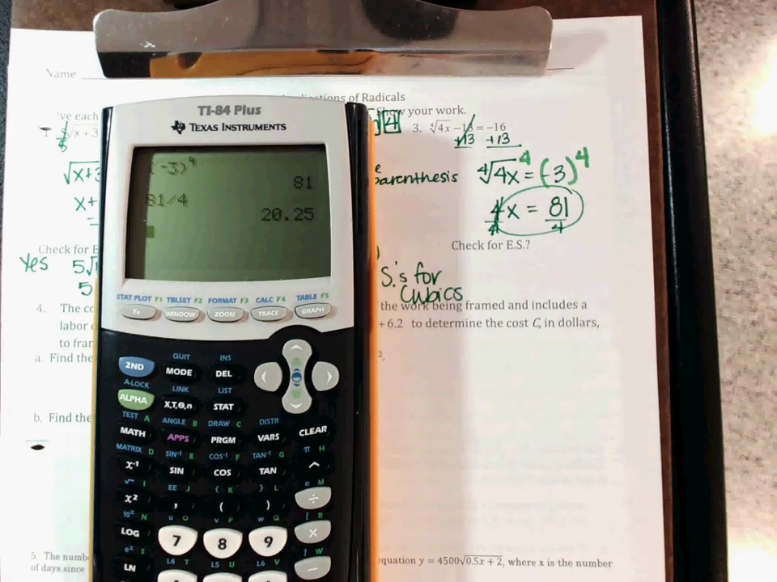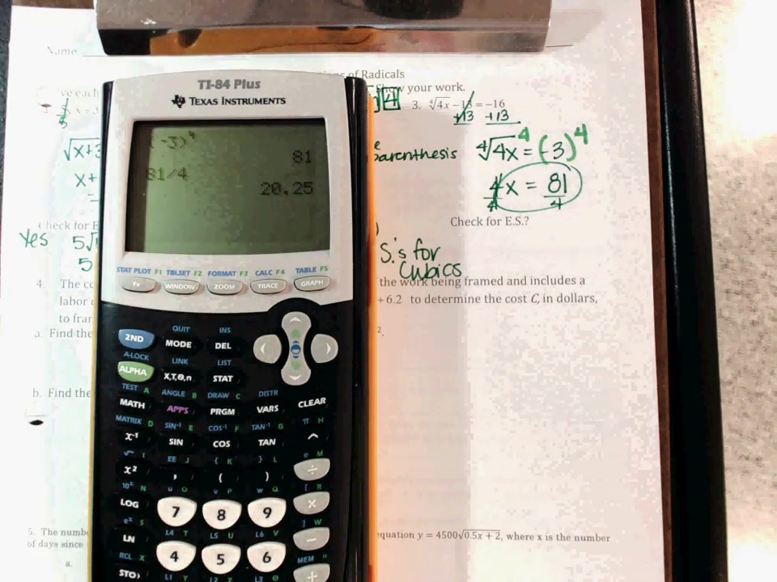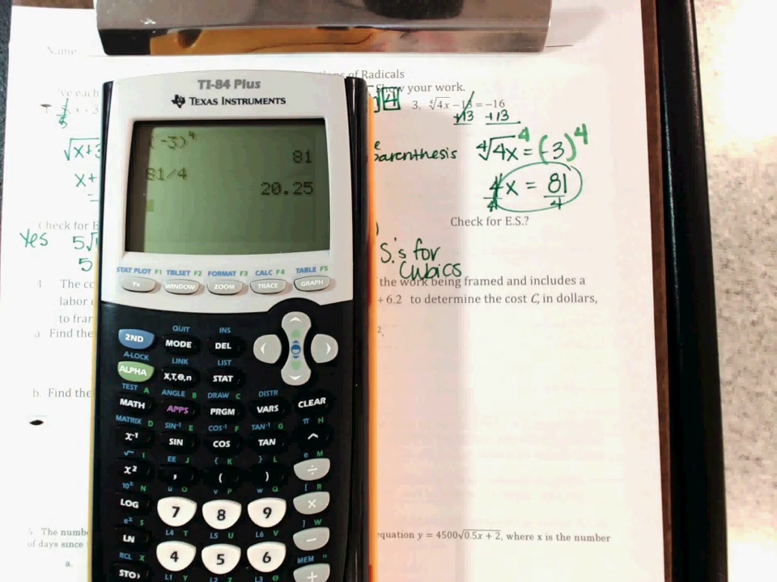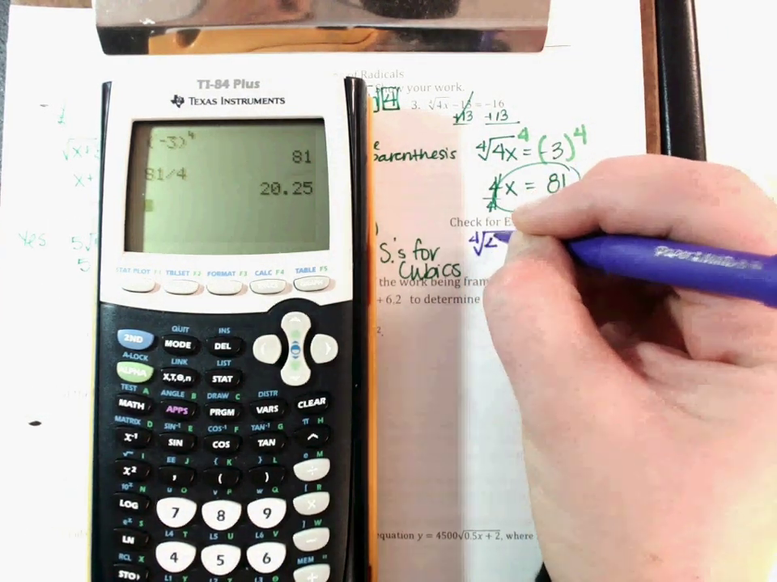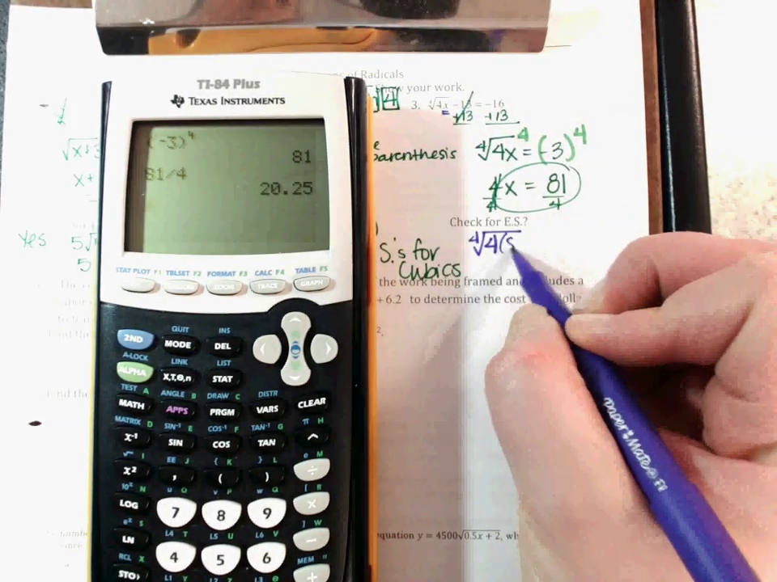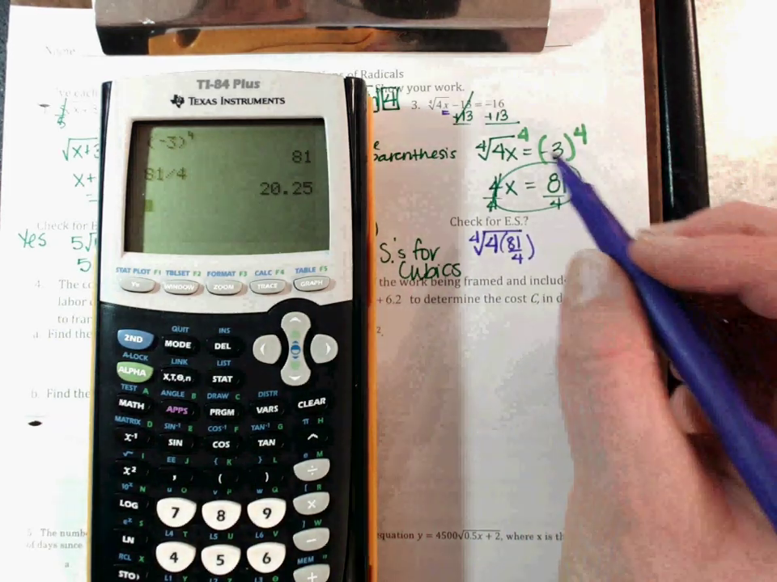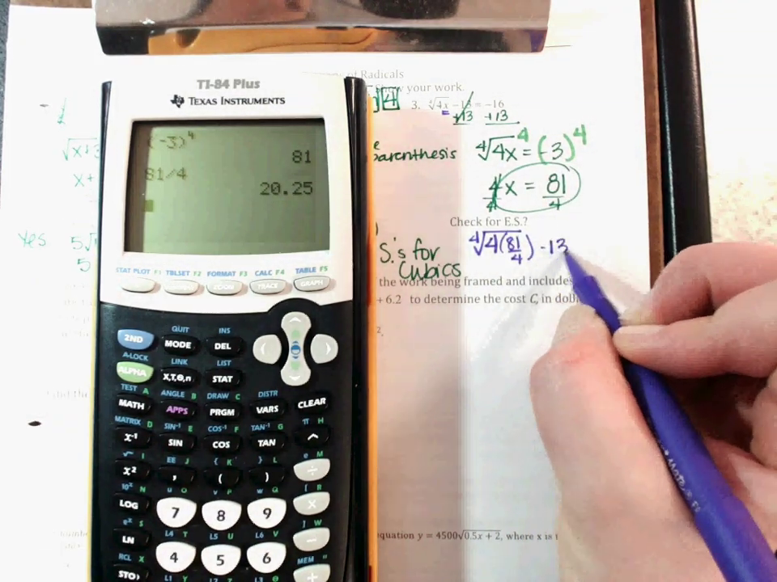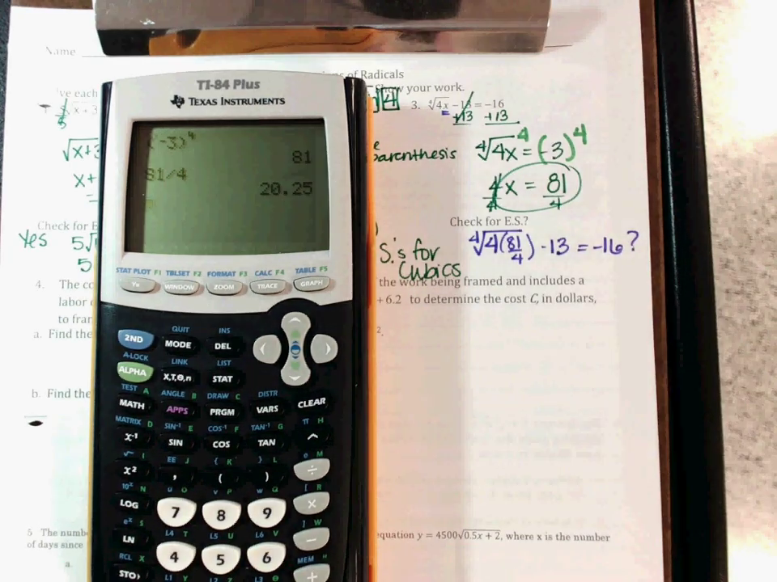Okay, from here, do you have to check if it's a 4th root? Yes. Remember, cubics or odd roots are the only ones that you're off the hook for. So I'm going to do 4th root 4, and then when I get to my x, I'm going to put in 81 divided by 4. Okay? Then I need to put a minus 13 outside of the house, and a negative 16 there.